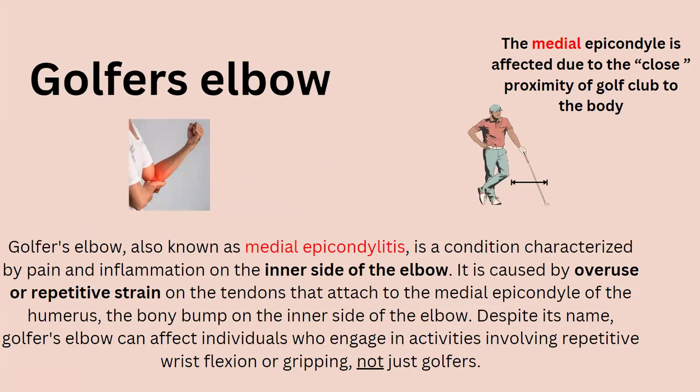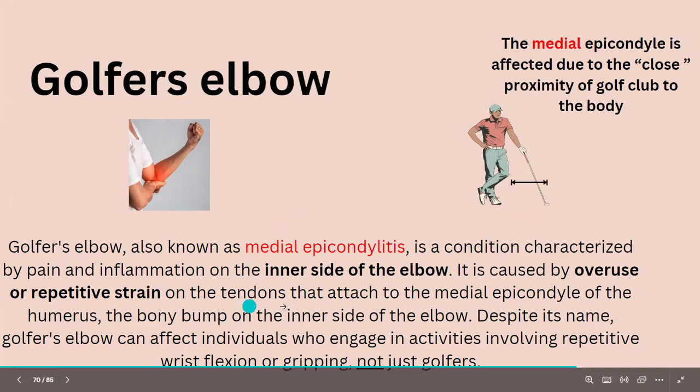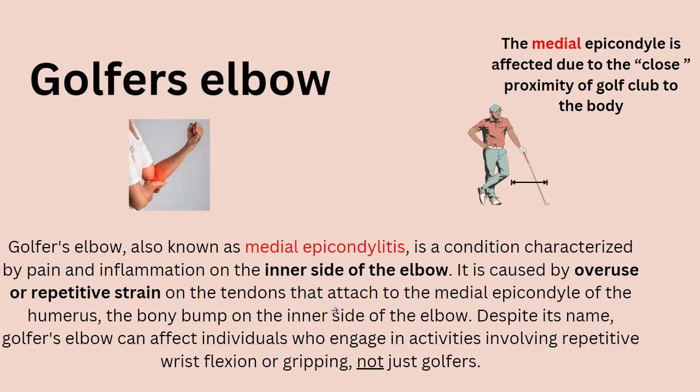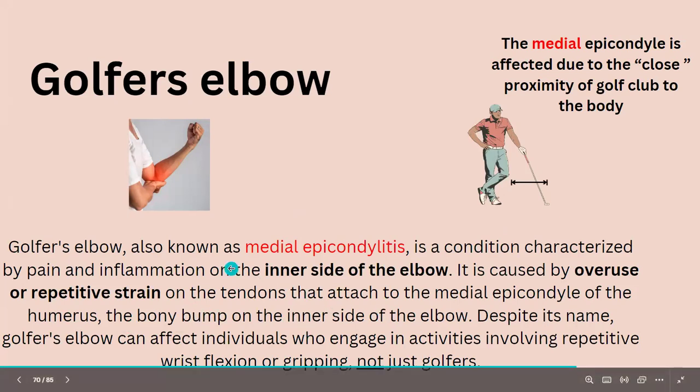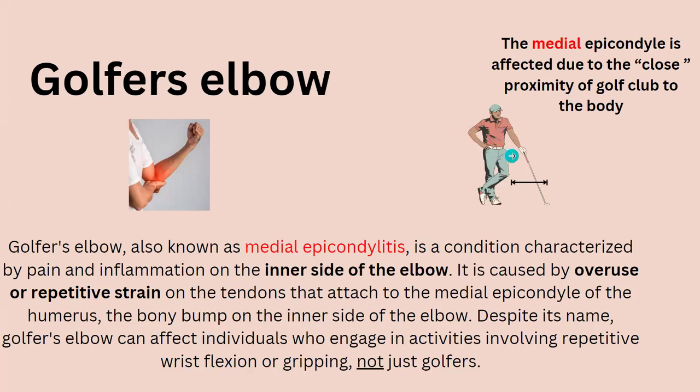Now, an important condition or clinical scenario here is the golfer's elbow. The golfer's elbow, also known as medial epicondylitis, is a condition characterized by pain and inflammation of the inner side of the elbow. It's caused by overuse or repetitive strain on the tendons that attach to the medial epicondyle of the humerus. So the bony bump, the medial epicondyle of the elbow, gets inflamed, basically. It does not only occur in people who play golf, although it's really common in people who do play golf.